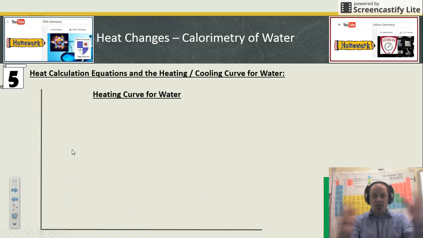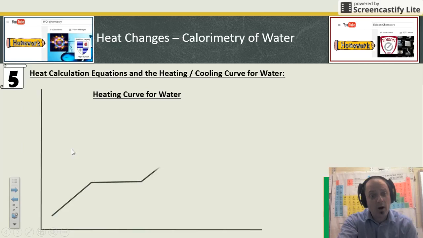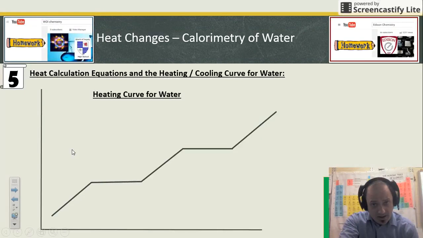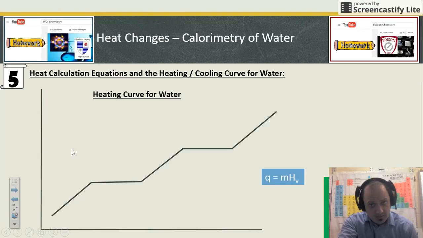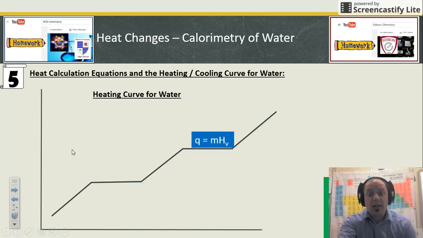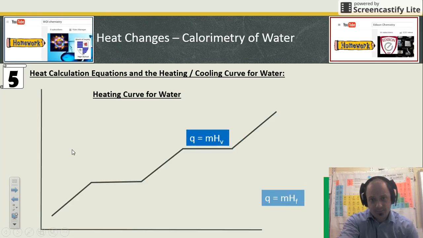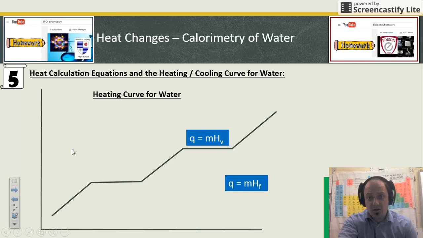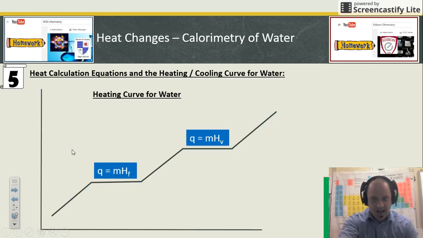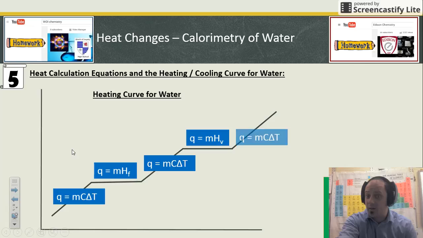Okay, we're going to see a cooling curve and a heating curve, and we're going to label up where to use each equation. Not the phases, but where to use each equation. The heat of vaporization equation is on the highest flat. The heat of fusion equation goes on the lower flat. And anytime we see a change in temperature, we will use the delta T, Q equals MC delta T equation. So we'll use that in three different zones.